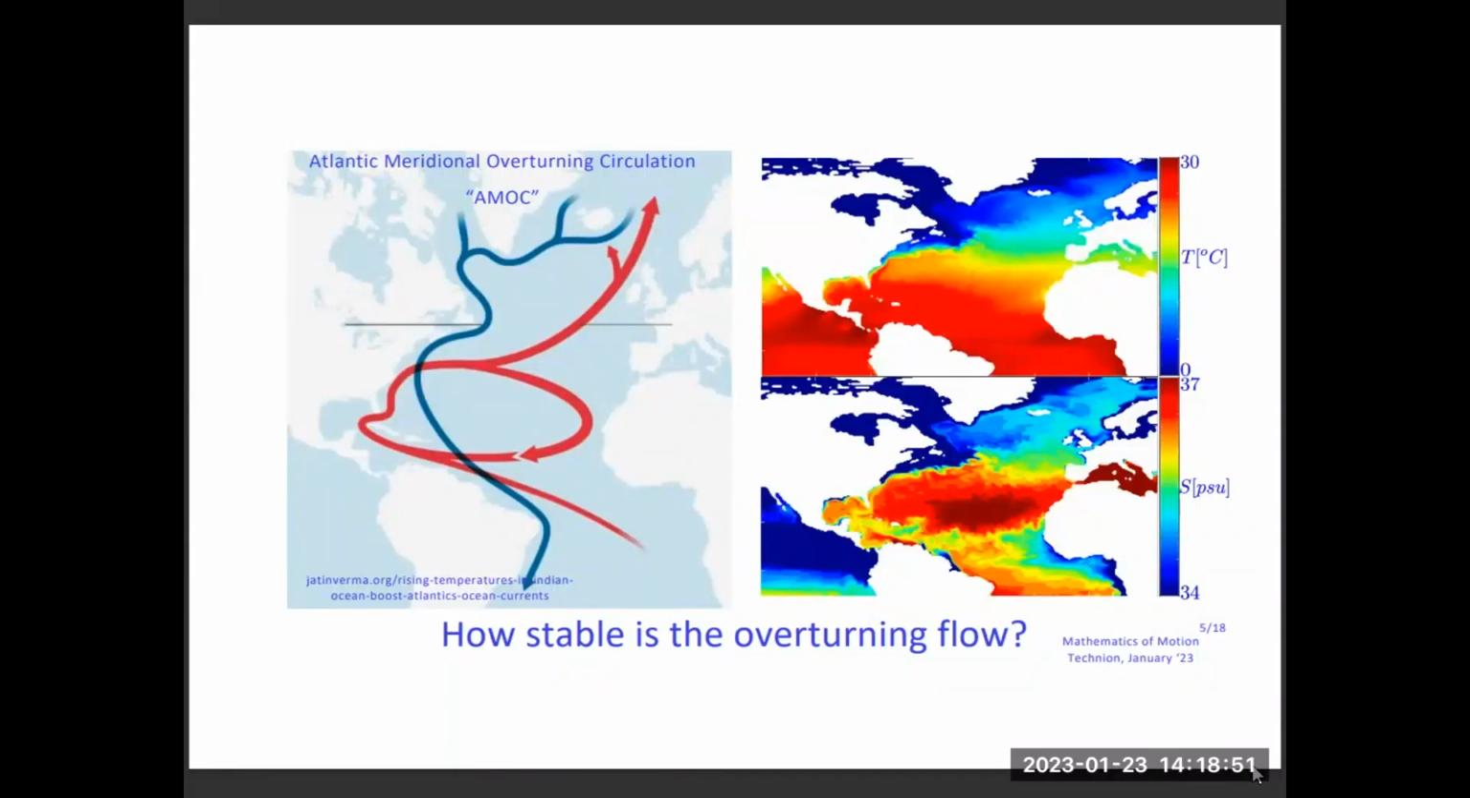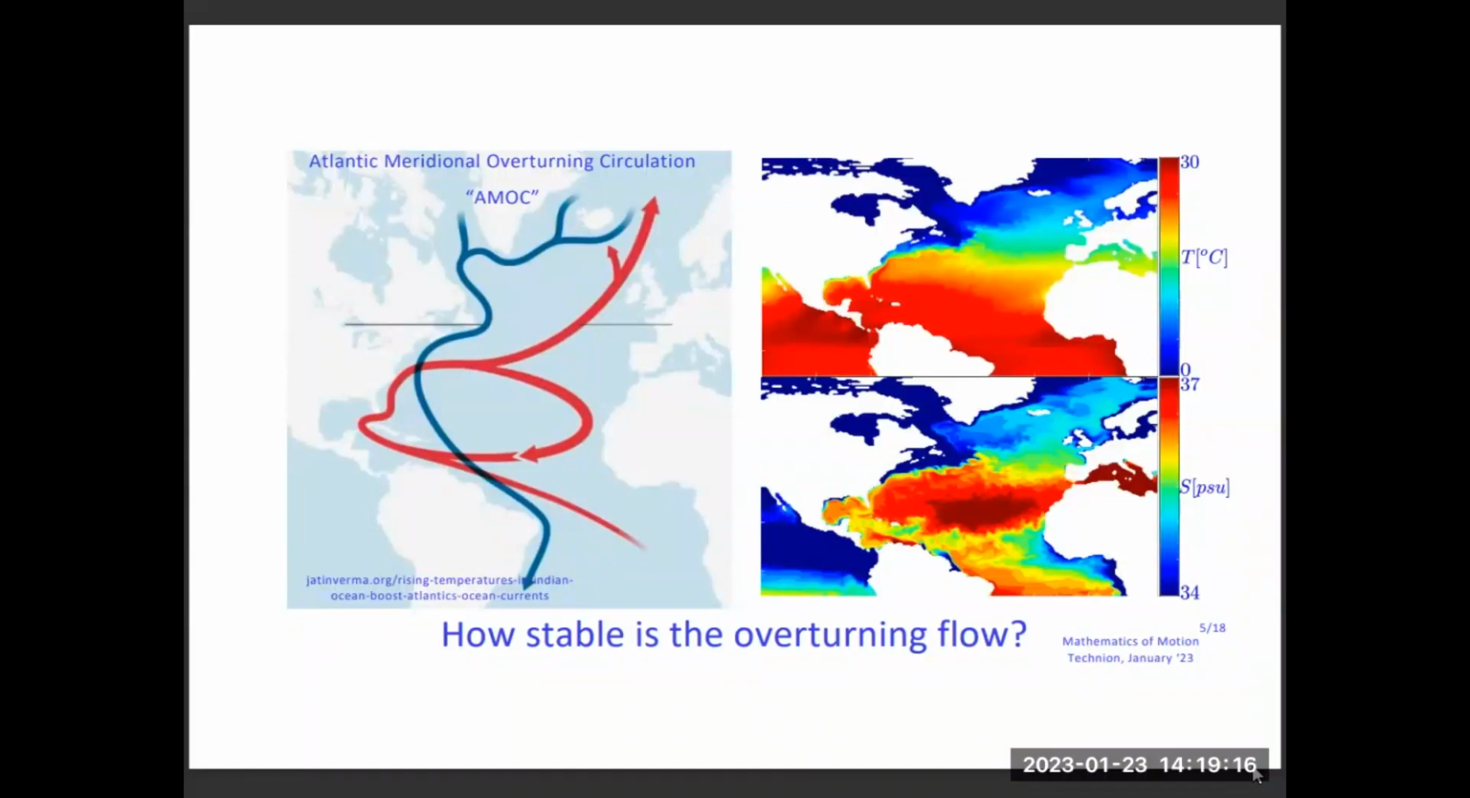And along with westerly winds, this is one of the reasons why, for example, England is warmer than its counterpart at the same latitude in northern Canada, because this water is warm along the surface and then winds advect this warmth to Europe. In other words, this circulation is very important for the global climate.